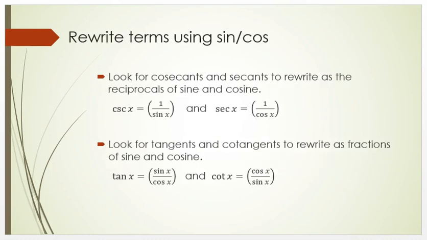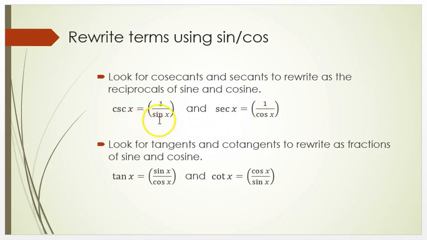The first strategy we're going to look at is for rewriting expressions using sine and cosine functions. The thing to look for is any cosecants or secants in the problem that you're given, and rewrite them knowing that they're the reciprocal of sine and cosine. So every time you see a cosecant, replace it in parentheses with the fraction 1 divided by sine. And every time you see a secant, replace it with the fraction 1 divided by cosine.